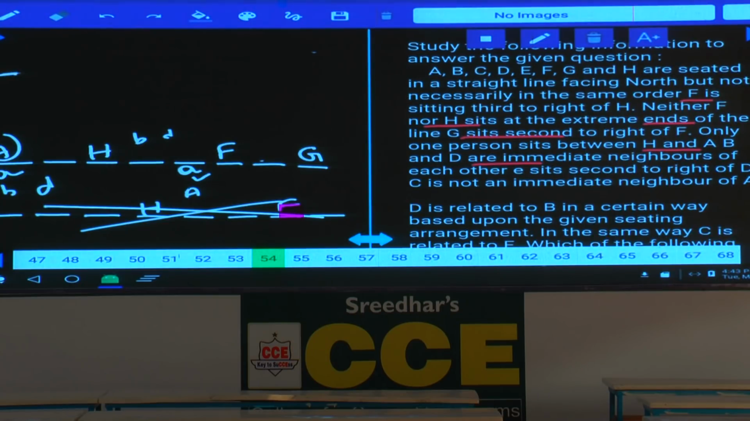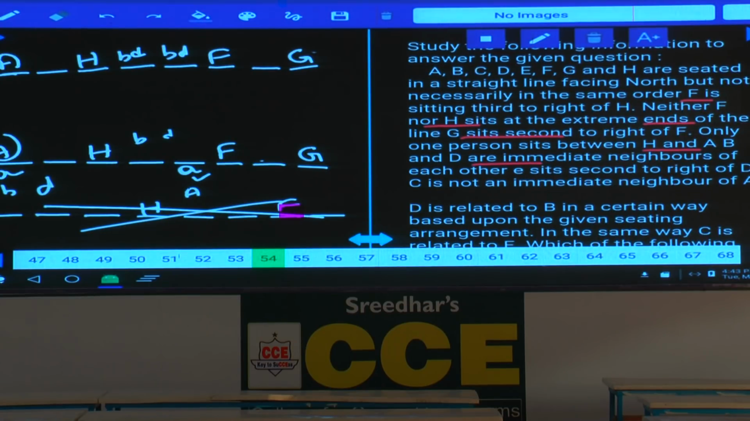Then 1, 2, 3, 4, 5, 6, 7, 8. Now in this one, if you take A at this place, the next one blank is H, the next one is F, and G is here. If A is here, B and D are immediate neighbors. B and D will be in these two places, BD or DB, isn't it?